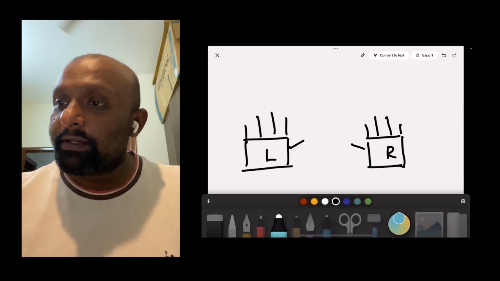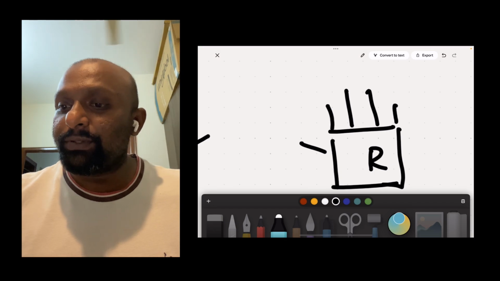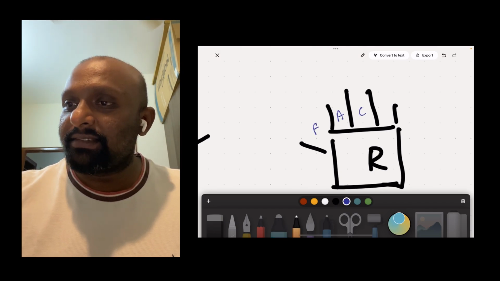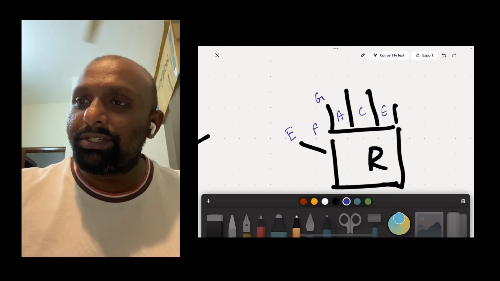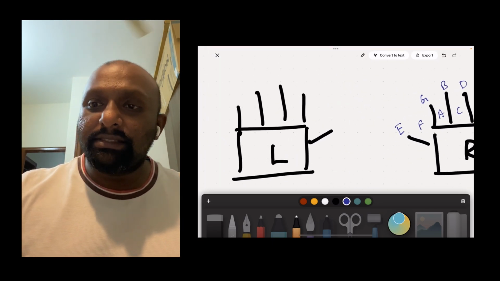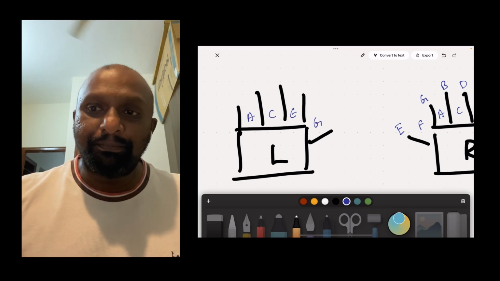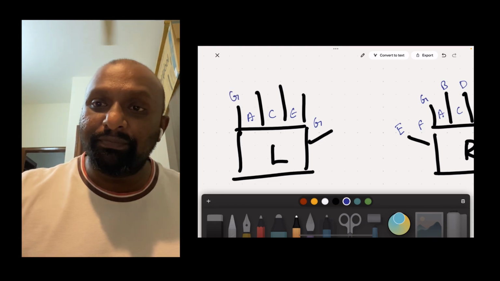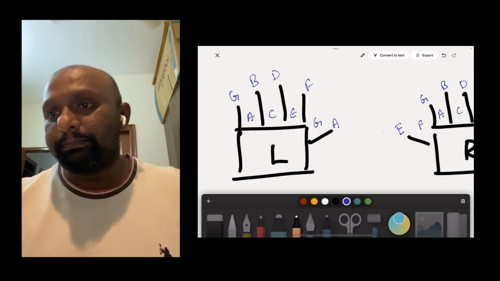If you have any basic idea about music theory, you will know that these spaces are called F, A, C, E, and these lines are E, G, B, D, F. Likewise, these spaces are called all cows eat grass. Before A comes G in music. In music, before A comes G. G, A, B, C, D, E, F, G, A.